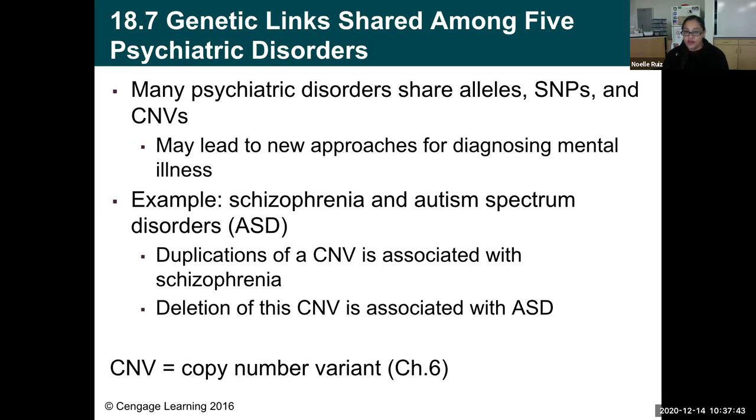Examples are schizophrenia and autism spectrum disorders. Duplication of a certain CNV is associated with schizophrenia, but deletion of that same CNV is associated with autism. So it's the same copy number variant, the same section of a specific gene or chromosome. But if it's duplicated, then the person develops schizophrenia. If it's deleted, the person might develop autism.